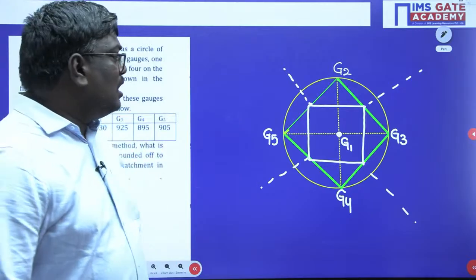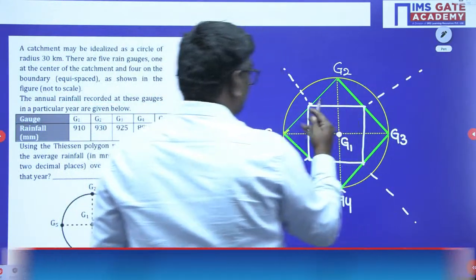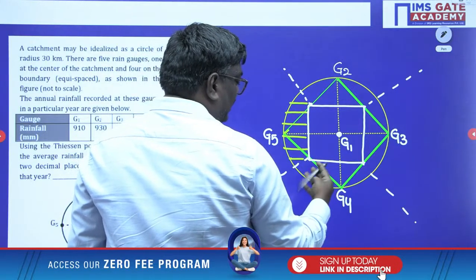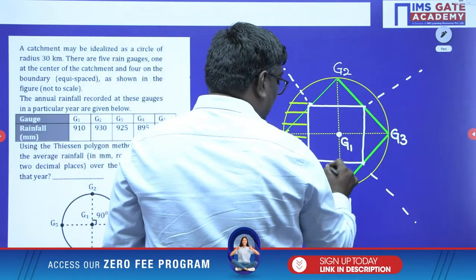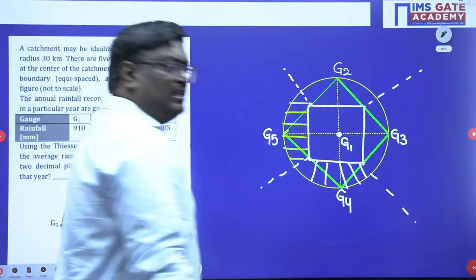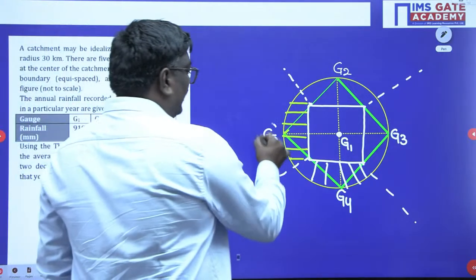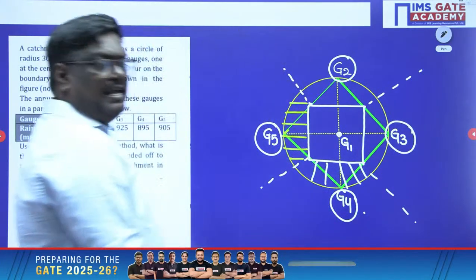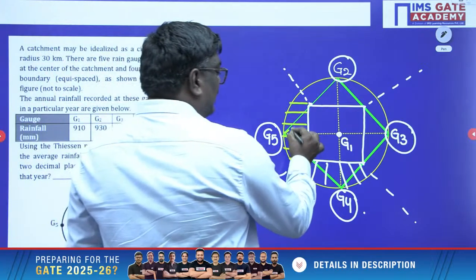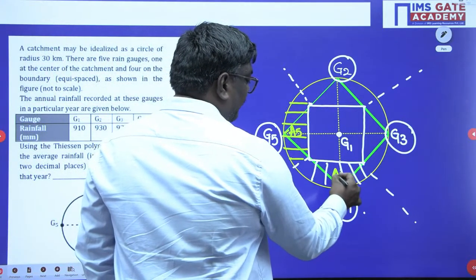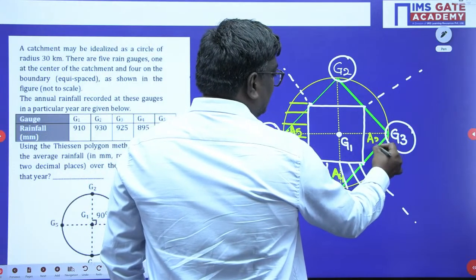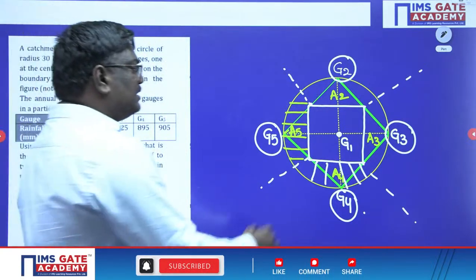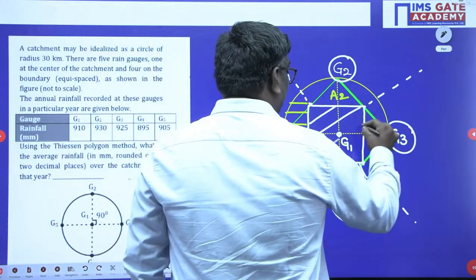Agree, my dear students? If I consider here, this will be the area of one station, and if you consider here, this will be the area of the other part. Now if you consider the stations G5, G2, G3 and G4, the areas with respect to them will be A5, A4, A3 and A2. Whatever station comes here will be A1.